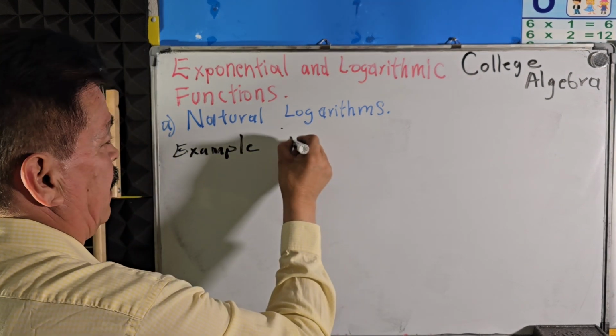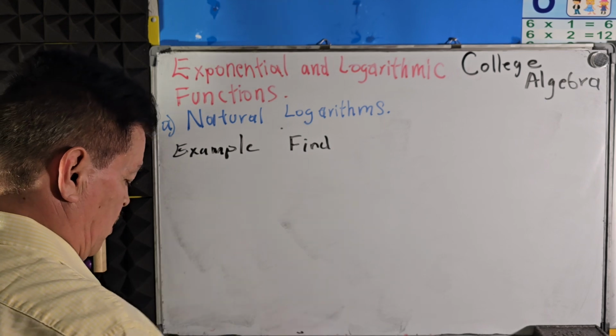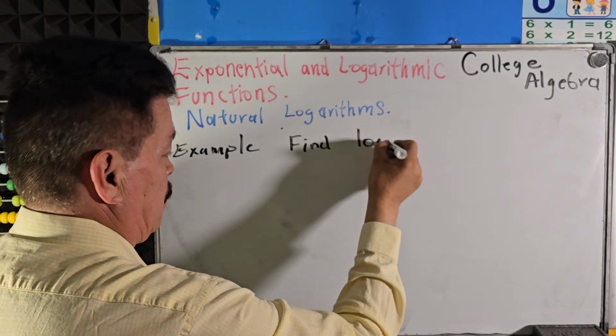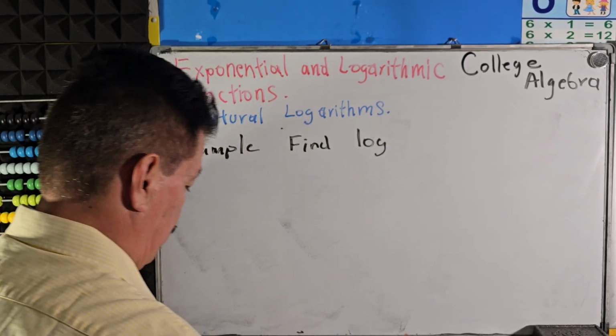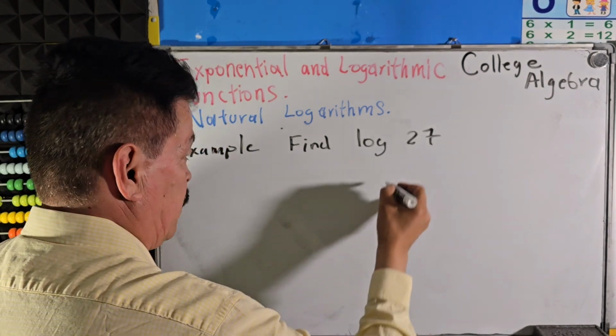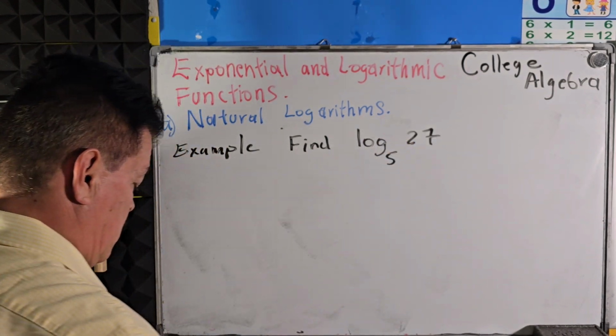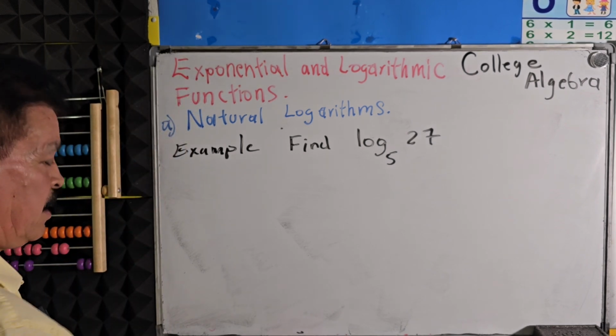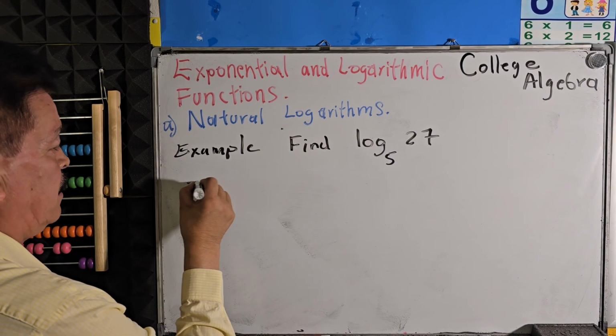Let me write the problem. Find the log of 27 with the base 5. Okay, we have this theorem here. It's easy.